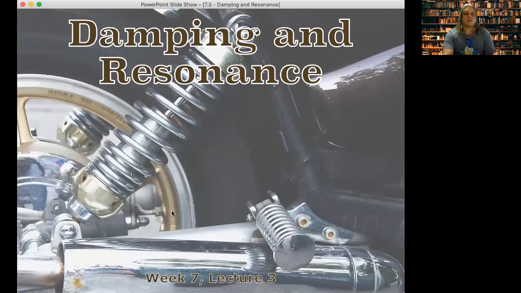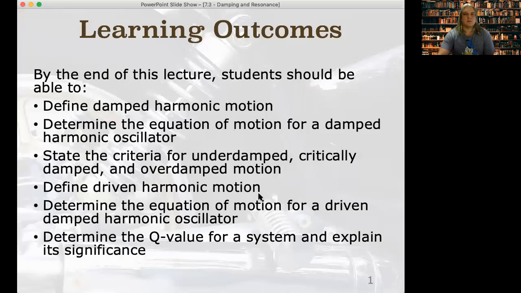So damping and resonance is our slide. Right, so the learning outcomes for today. I'm not sure whether this will be 1 or 2 videos yet. I'll see how I go for time, but there are essentially just 2 topics today. Damping: we'll start off by defining damping, looking at the equation of motion for a damped harmonic oscillator, and then look into the terms underdamped, critically damped, and overdamped that relate to damped motion. And then we'll move on to driven harmonic motion, where we're going to look again at the equation of motion, and introduce something called the Q value that will tell us about an oscillating system.